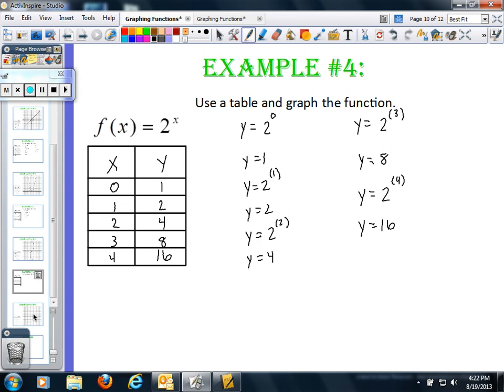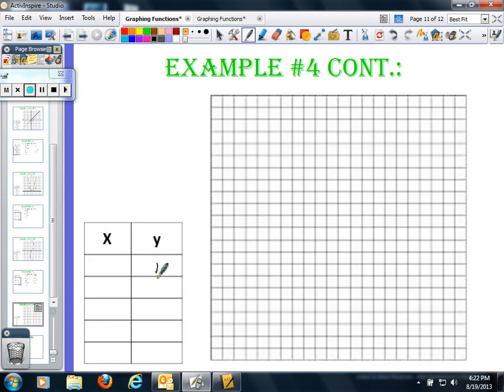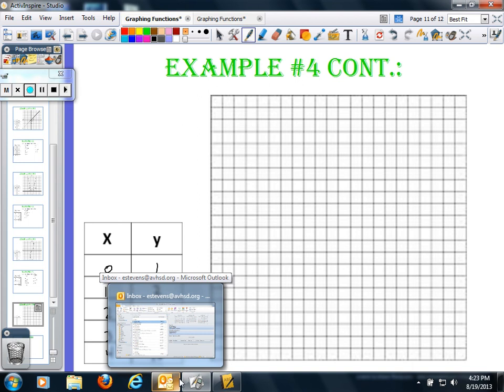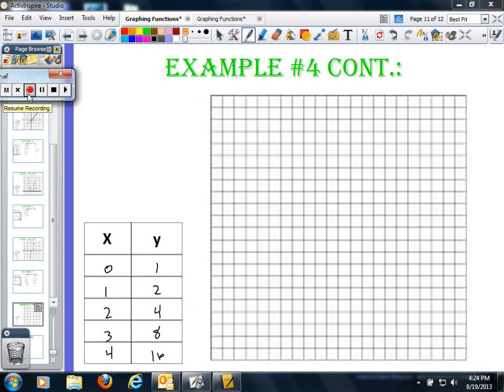Okay, so let's go ahead. I'm going to fill these in again. So this is 1, 2, 4, 8, and 16. And this was 0, 1, 2, 3, 4. Okay, so let's go ahead and again, you notice that this is 0 and 1. Okay. So we are going to go ahead and do our x and y axis.